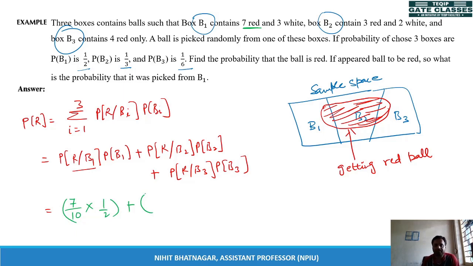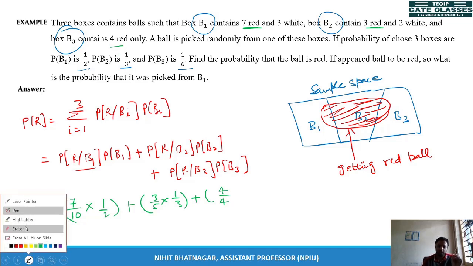red ball from box B2. In box B2 there are 3 red balls and the total balls are 3 plus 2, 5. So that is 3 by 5 into 1 by 3, plus the probability of getting a red ball from B3. There is no other ball, there are 4 balls in total and all are red. That's why 4 by 4, that is 1. Definitely the probability of getting a red ball from box B3 is 1.